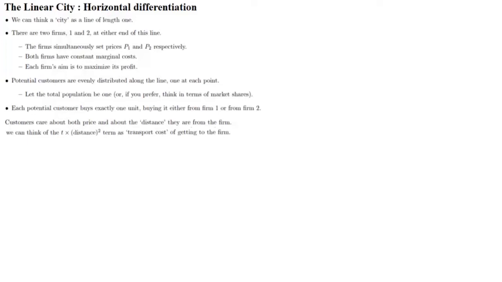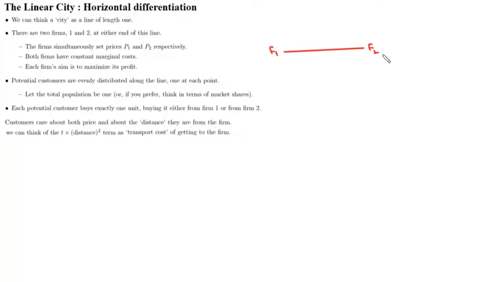Now we look at the linear city model, which is a model for horizontal differentiation. We'll think of the city as a straight line of length 1, and there are two firms, firm 1 and firm 2, located at either end of this line.